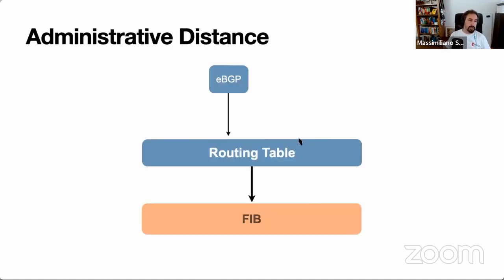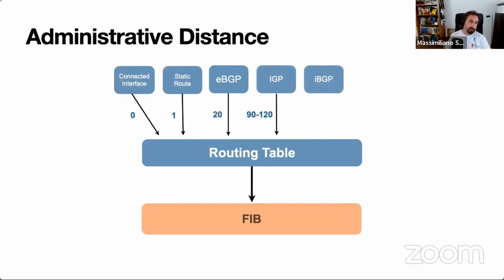Then we have the administrative distance that goes into play. This is also vendor specific. So different vendors have different values, but this has nothing to do with the weight. I don't know if you remember, but we have the BGP decision process. And then after we have the best path in BGP, those routes get into the routing table where they get mixed together with other routing protocols. And the administrative distance helps the router in figuring out which path is the best based on which protocol it comes from.